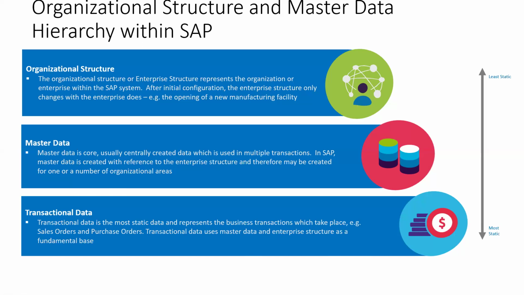So these are the three different kinds of data that are available in the SAP system: organization structure, master data, and transactional data. Any query on this? No query. Hello, Gitanjali, any query? No.